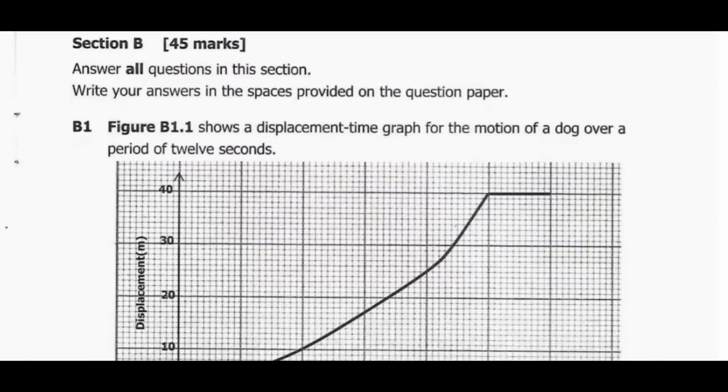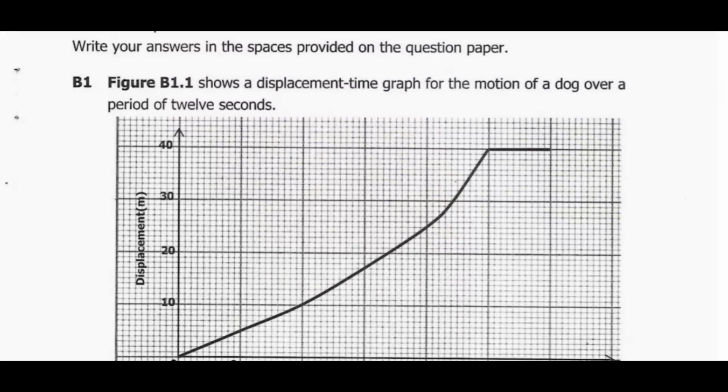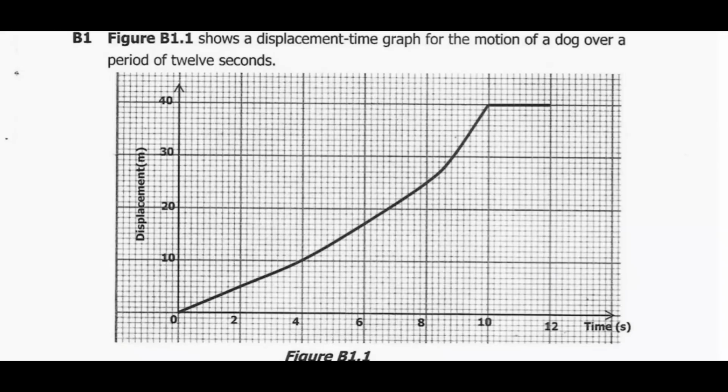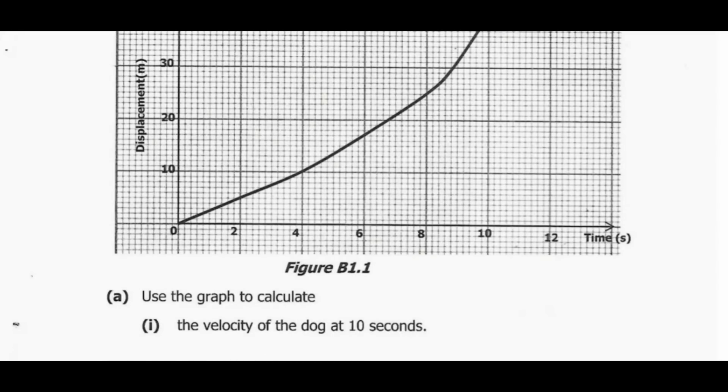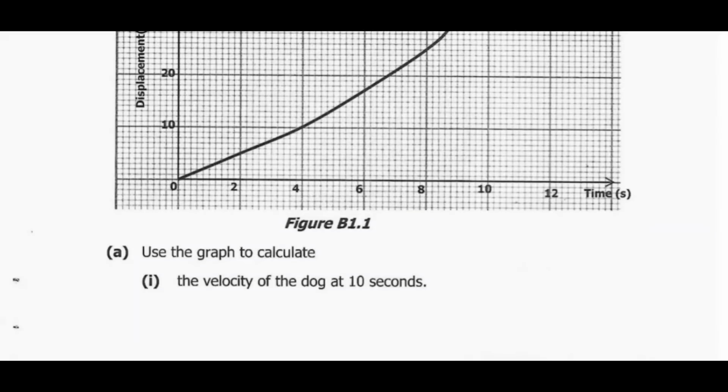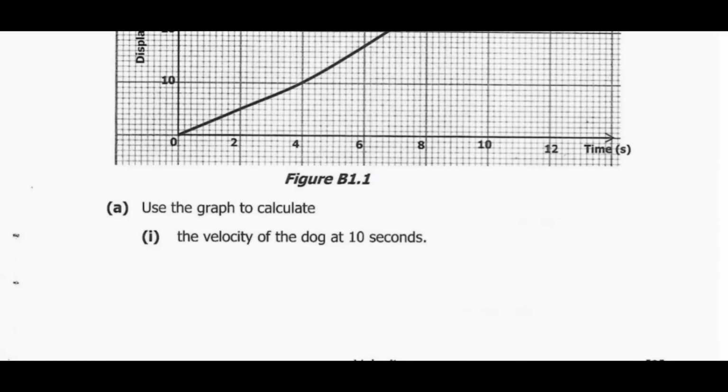We go to question 1 from section B. Figure B1.1 shows a displacement-time graph for the motion of a dog over a period of 12 seconds. So here we are dealing with a displacement-time graph, where on the y-axis we are given displacement, and on the x-axis we have time. Now question A: use the graph to calculate the velocity of the dog at 10 seconds.